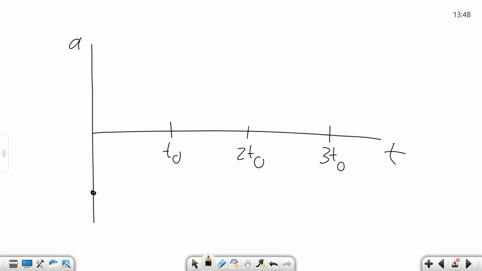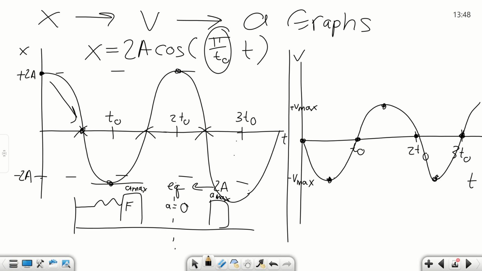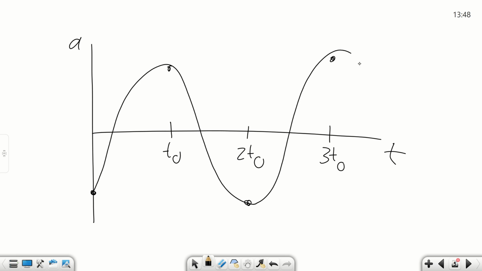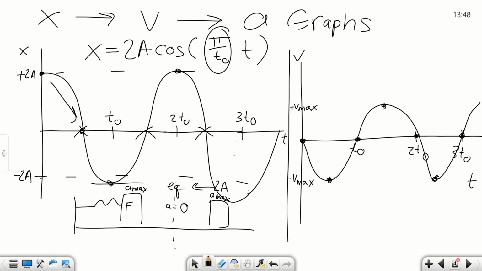So it should go up and down. We should be positive there, then back to negative here, and then positive there. I think that's what we got, right? Yep. And we'd get something like this. Yep, that's what it'd be. It'd basically be the opposite of the position time graph. That's what I wanted to show.